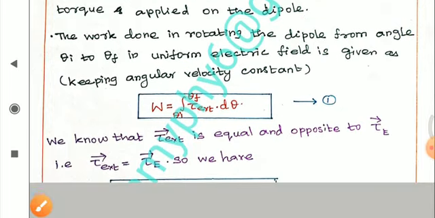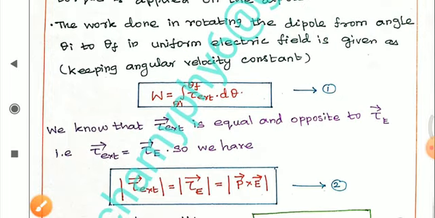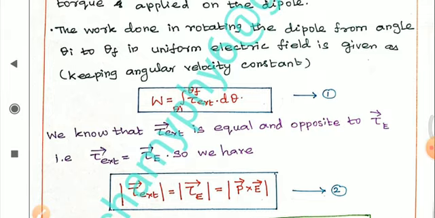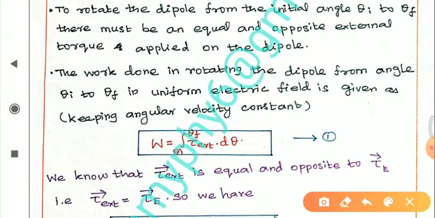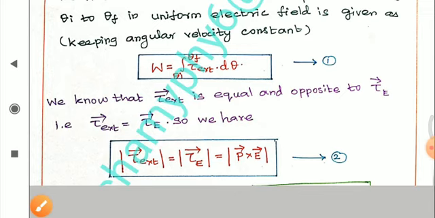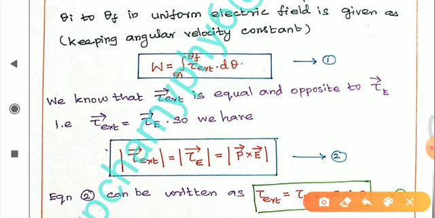Now, what is the amount of torque experienced? That torque should be equal and opposite. The direction should be opposite, but the magnitude of the external torque is equal to the torque already existing in that dipole. So we can assume that the modulus of the external torque should be equal to the existing torque.